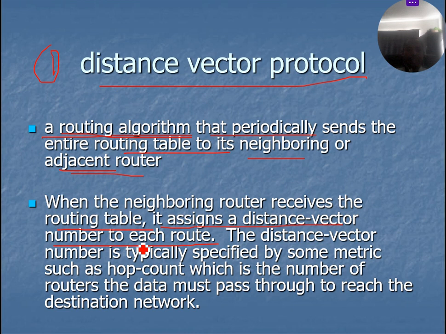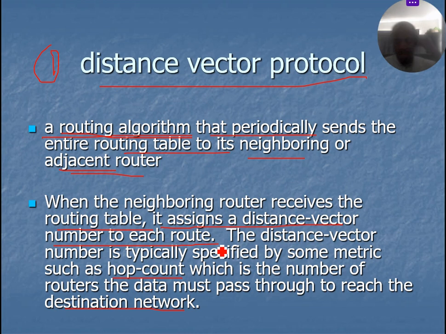Now, the distance vector number is typically specified by some metrics, such as the hop count. How many hops did the routing table follow before it got to this router? So it is usually assigned based on the hop count, which is the number of routers the data must have passed through to reach the destination network.